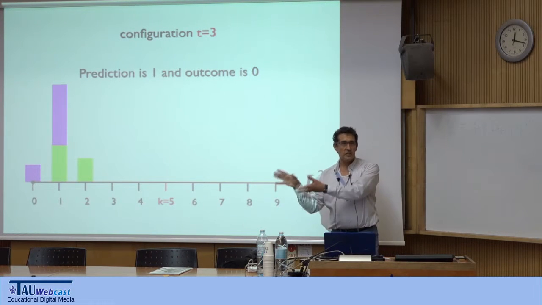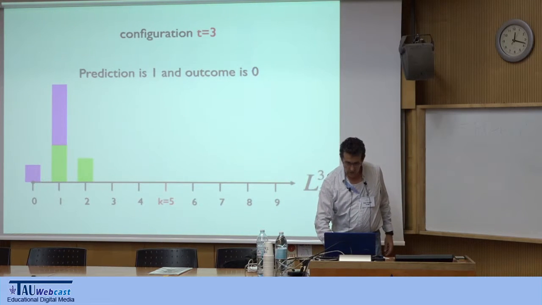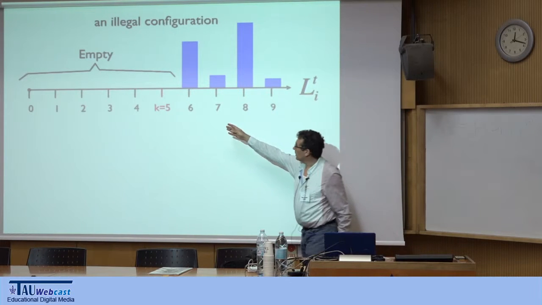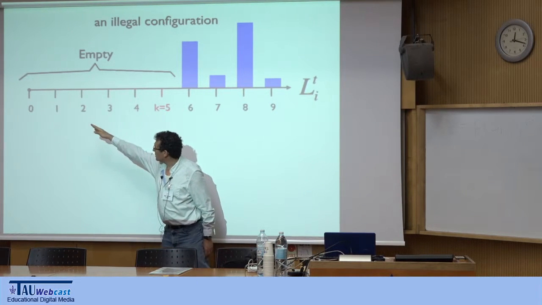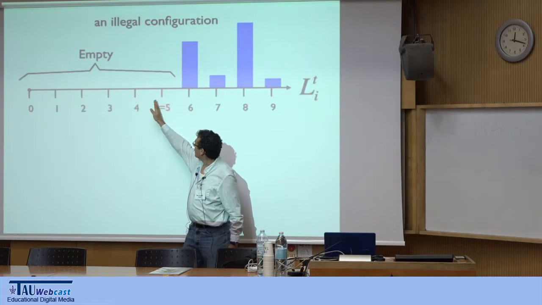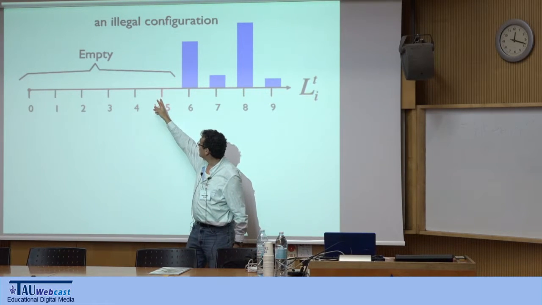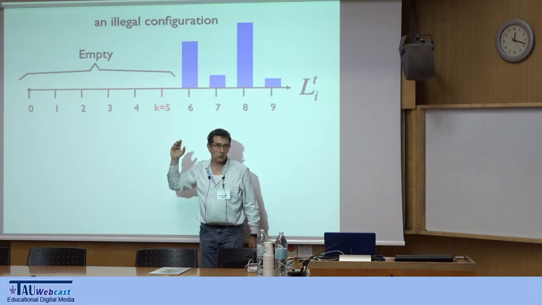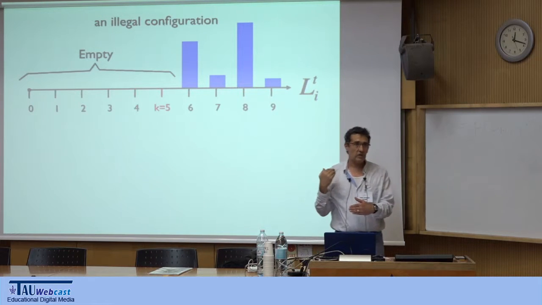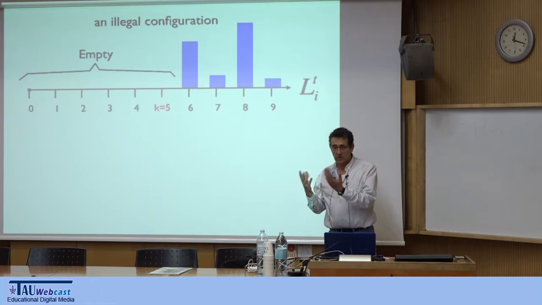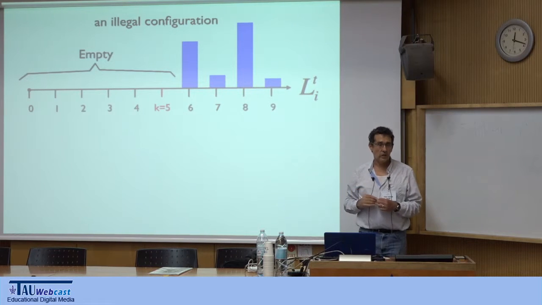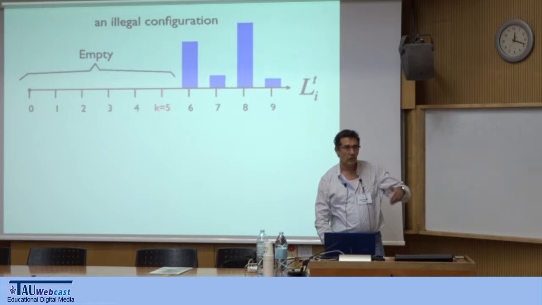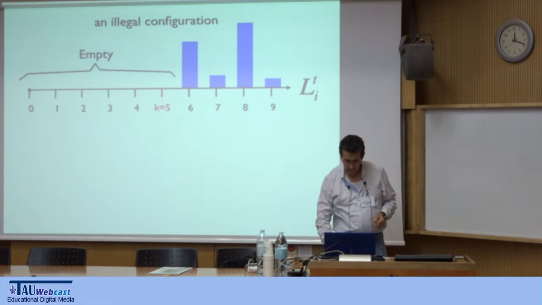Now let's think about how the game ends. The game ends when you reach an illegal configuration. An illegal configuration has no experts whose cumulative loss is no more than 5 mistakes. Basically, everybody makes more than 5 mistakes. What does that mean? That means that our prior assumption was incorrect, and if we assume that our assumption is correct, that cannot happen. So we know exactly how to predict. We need to predict in a way that the next configuration will be consistent with the assumption.